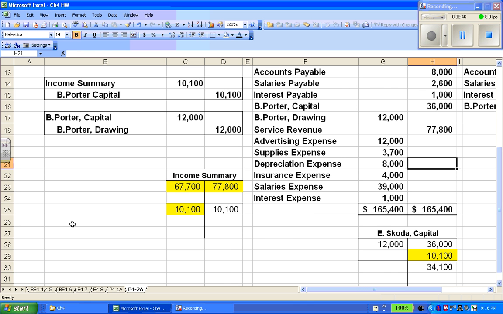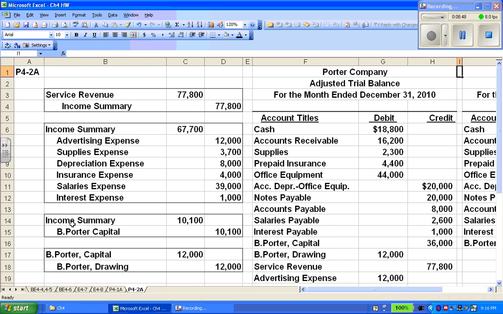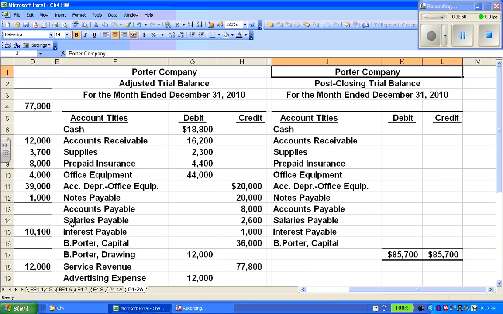All right, so the final step in this problem is to create the post-closing trial balance. I already closed out my revenue, expense, my income summary, and my drawing account. Those are my temporary accounts. So now I'm going to come here. If you notice on the post-closing trial balance, these are my permanent accounts. Here's my assets, my liabilities, and then I have my owner's equity, my capital account. I'm just going to take the amounts right off of the adjusted trial balance for the assets and liabilities.